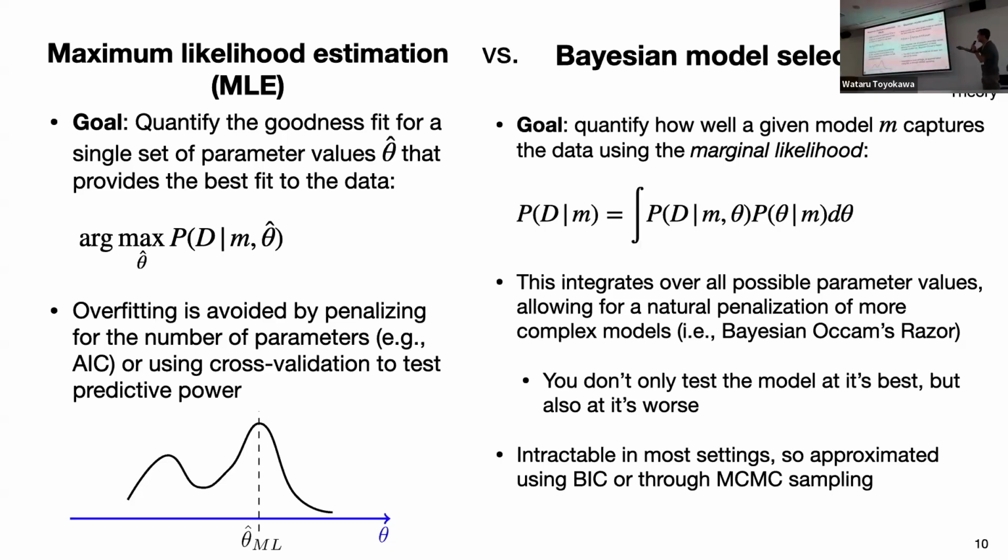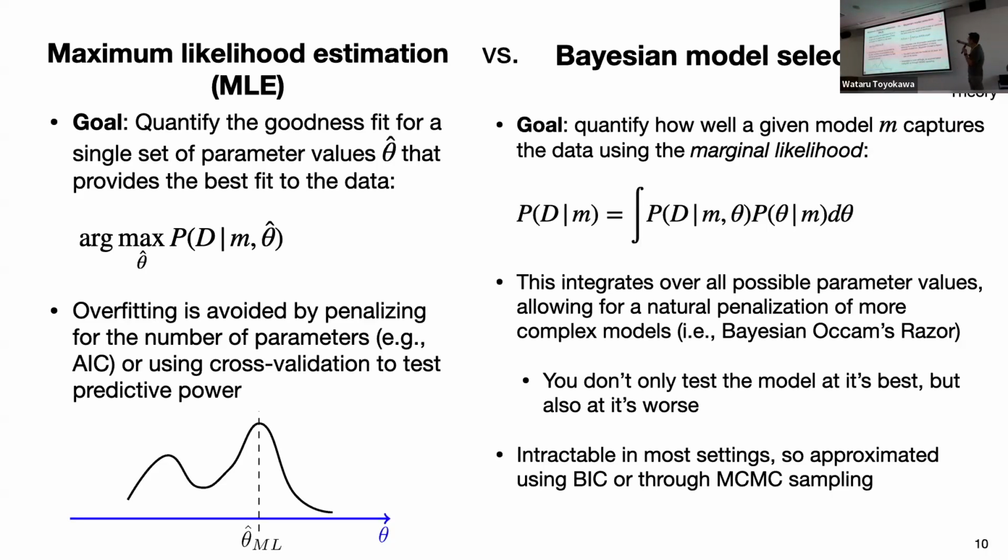So maximum likelihood estimation, like we showed in the previous tutorial, is trying to quantify the goodness of fit for a single set of parameters theta hat that provides the best fit for the data. We're trying to get the argmax over these parameters, right? So given a model M, we want to find the theta hat that gives us the best fit for the data. We illustrated this in tutorial 2. And in this situation, overfitting is typically avoided by penalizing for the number of parameters, like using AIC, or using something like cross-validation to test for predictive power.